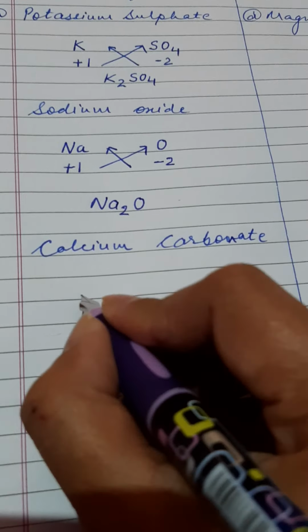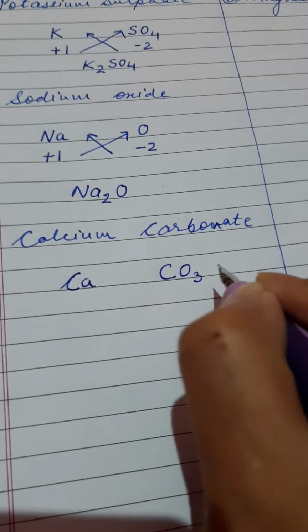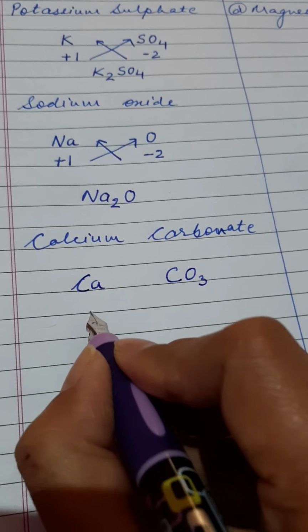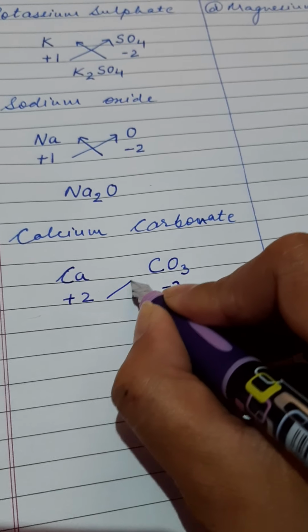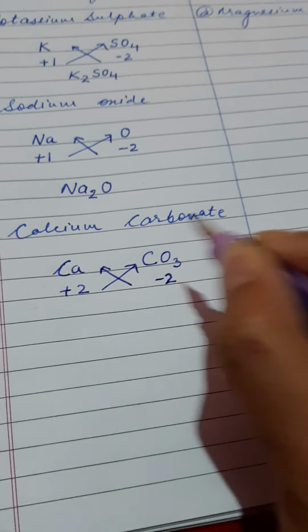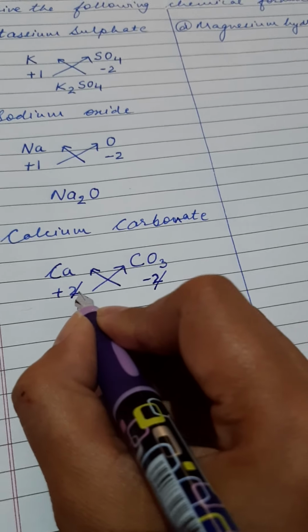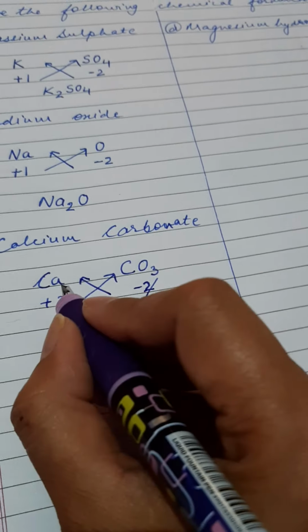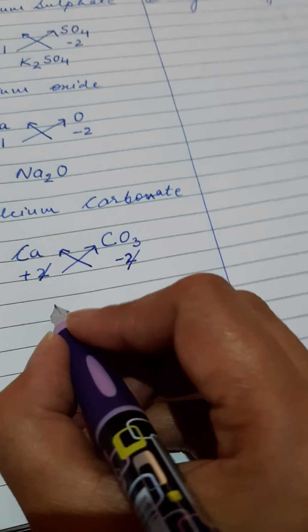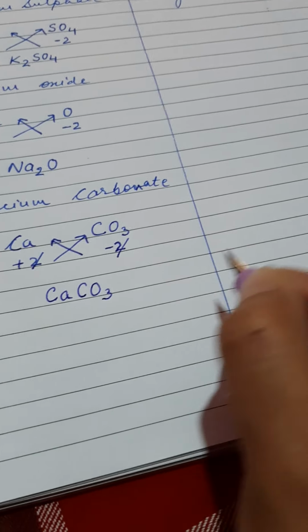The third one is calcium carbonate. This we had done in the class also. Calcium is Ca, carbonate is CO3. Calcium has 2 positive charges, carbonate has 2 negative charges. You will cross multiply, and in this case because they are similar, we are going to cancel them. So instead of positive 2 and negative 2, you have positive 1 and negative 1. Calcium multiplied by 1 gives you Ca, and carbonate multiplied by 1 gives CO3, calcium carbonate.